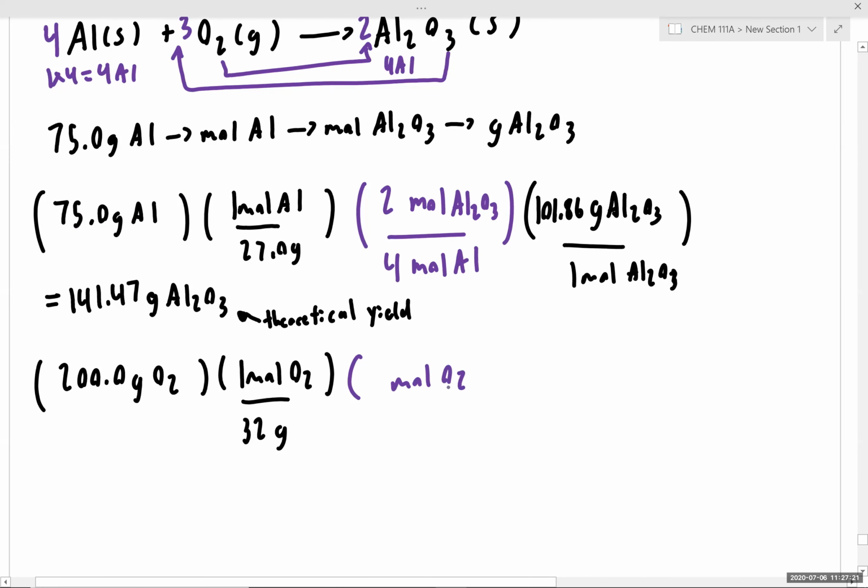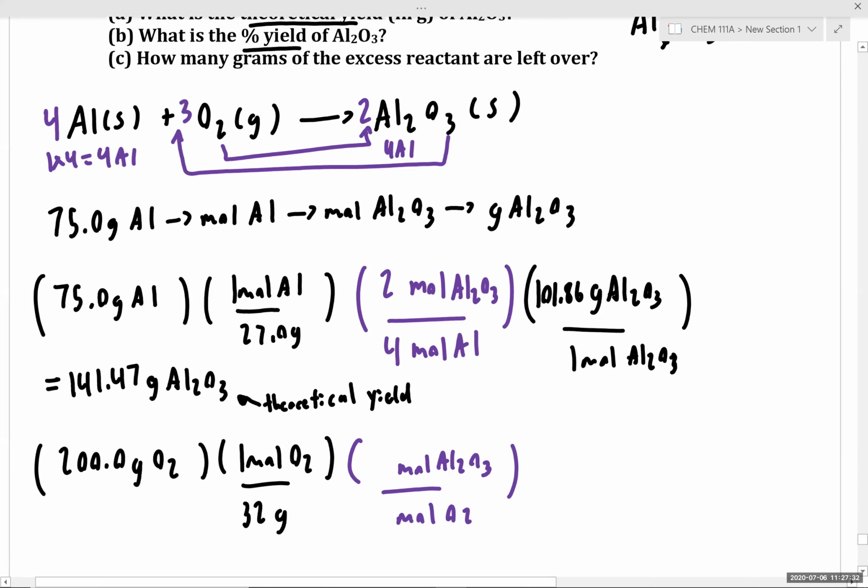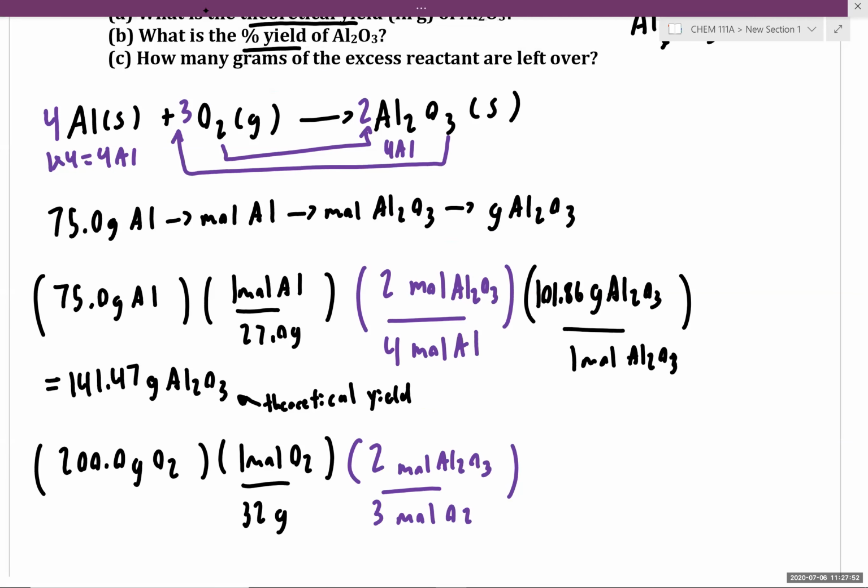So how many moles of aluminum oxide do we produce per mole of oxygen consumed? What's our mole to mole ratio? Is it 1 to 1, 2 to 1, 2 to 4? What is it? 2 to 3. 2 to 3. We have 2 moles of aluminum oxide produced for every 3 moles of oxygen consumed.